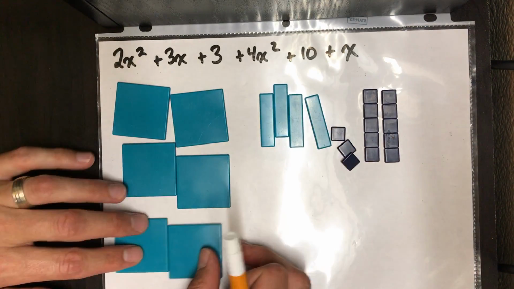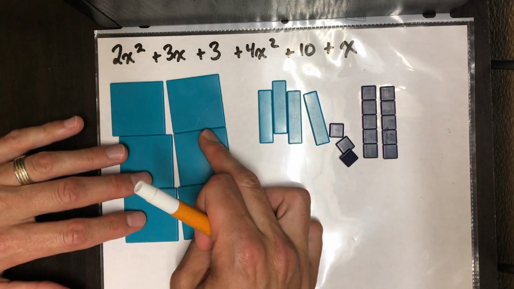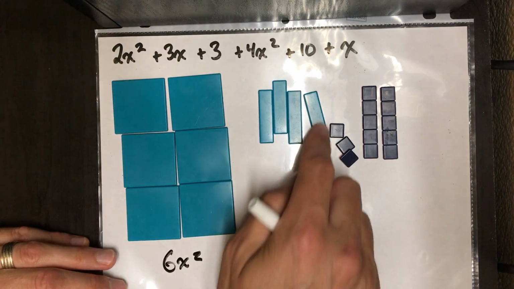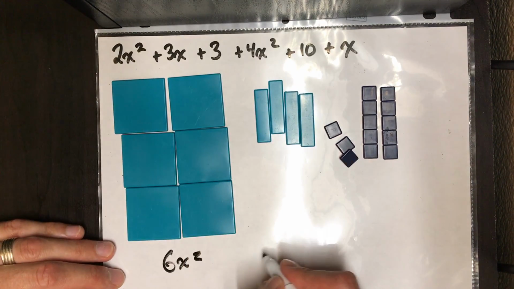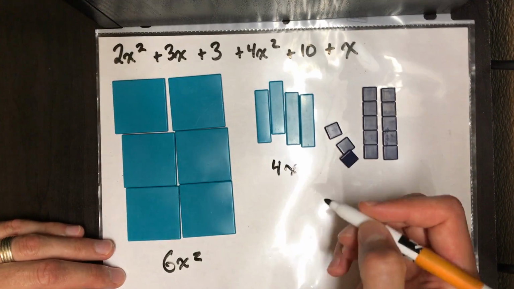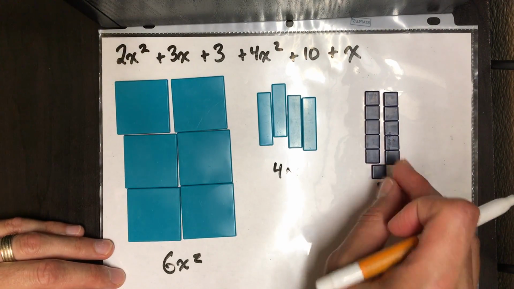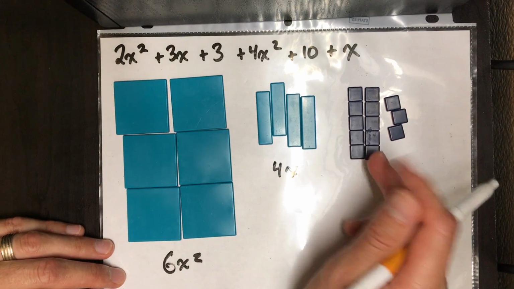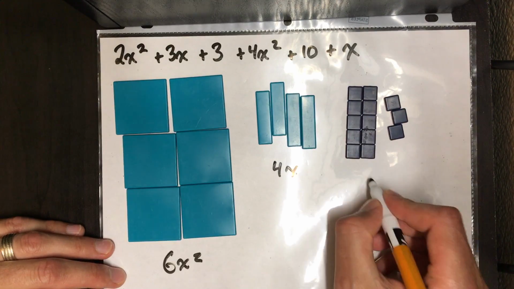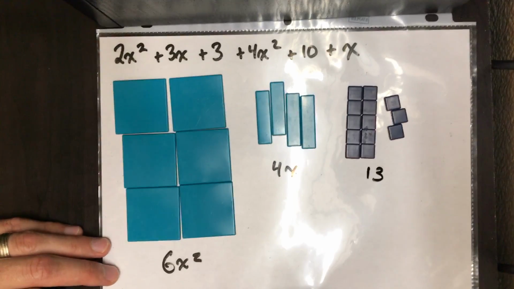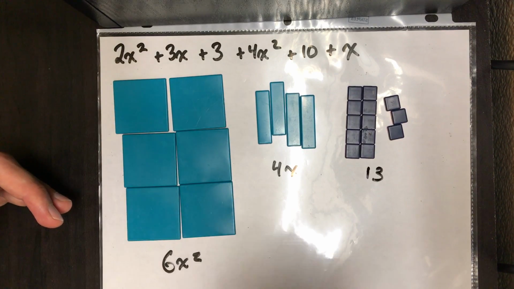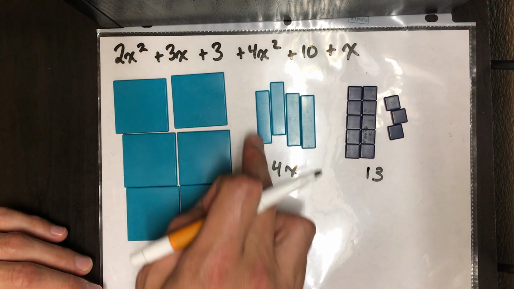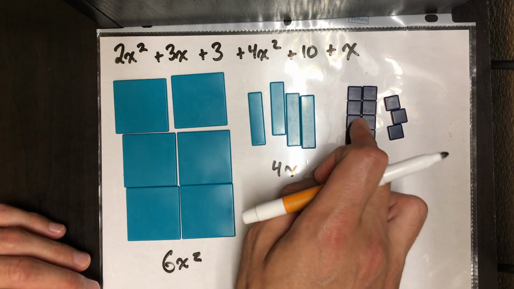Okay, now I've got 6x squareds, so I can rewrite that as 6x squared. I've got 1, 2, 3, 4 x's, so I can write 4x underneath it. Just for the sake of my thinking, I like grouping them, and then I can go back and clean all this up. So I've got 10, and then 3, that's 13 ones. I wrote these in descending order in terms of visual size. This is the largest piece, then the next largest piece, and then the smallest piece.